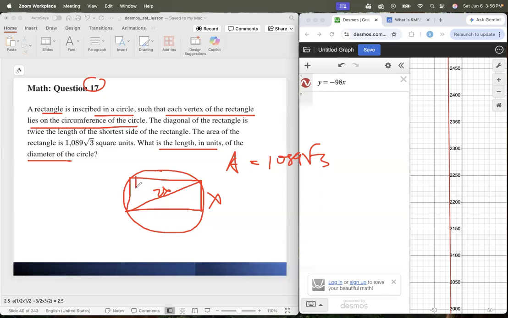But you know that these are all 90 degrees, right? Based on that, and this is x and this is 2x, that should tell you that this side has to be what? x square root of 3, right? Based on your 30-60-90 triangle rule, this has to be x square root of 3.